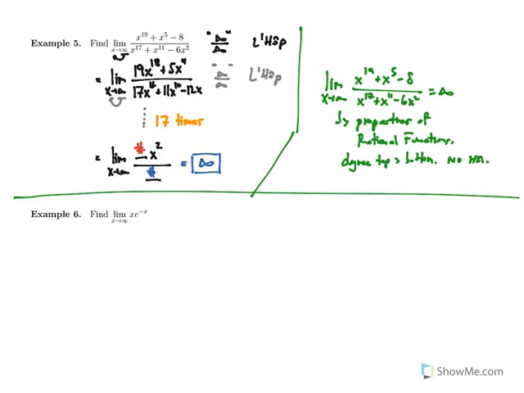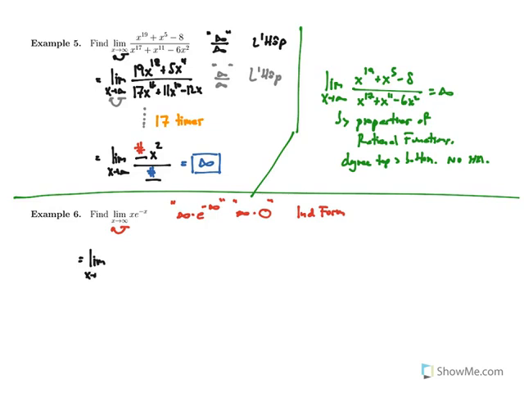All right, next one. We have x e to the negative x. We're going to plug in infinity for x. When we do that, we have infinity times e to the negative infinity, which is infinity times 0. That's an indeterminate form, but we cannot use L'Hopital's rule. So the strategy here is to rewrite this in a form where we could do L'Hopital's rule.